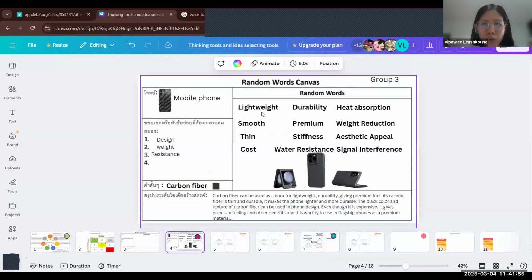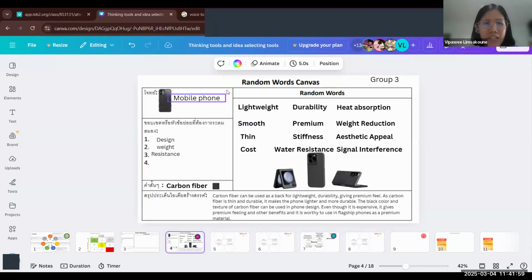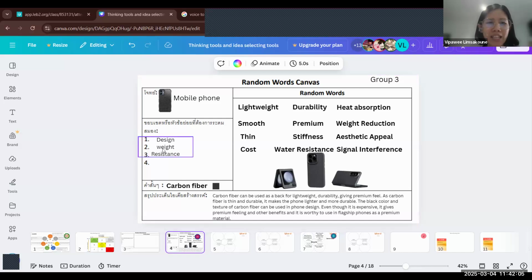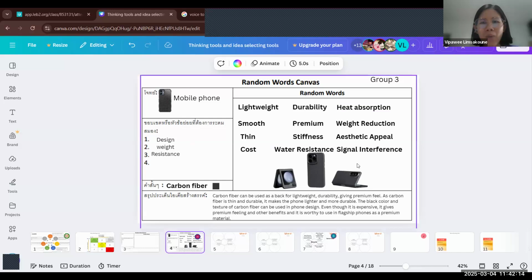And regarding the second group, they used random word. They decided to design a mobile phone, and the constraints they want to design are the design of the phone, the weight, and the resistance. So they selected the word carbon fiber. Then the team members came up with words related to carbon fiber.